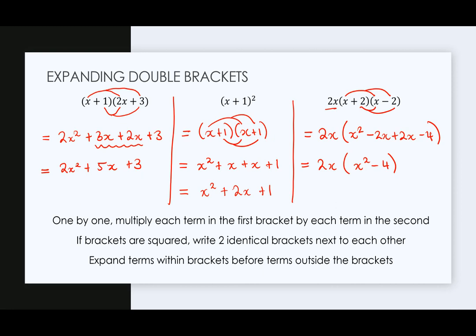Now I'm going to expand. So that's 2x cubed this time minus 8x. And there are no like terms there, so I can't simplify any further. And that's probably as difficult as it's going to get for expanding double brackets.